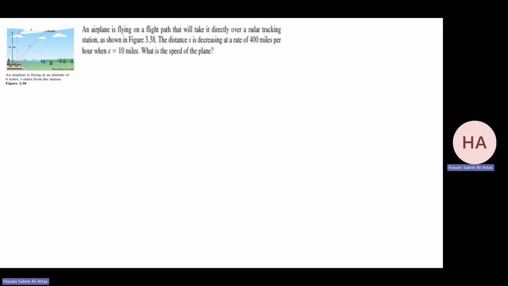Okay. Let's say an airplane is flying on a flight path. I call this X. This is X. They're taken directly over a radar tracking station. We have a radar here, and this distance is fixed, which is 6 miles. The distance is decreasing.